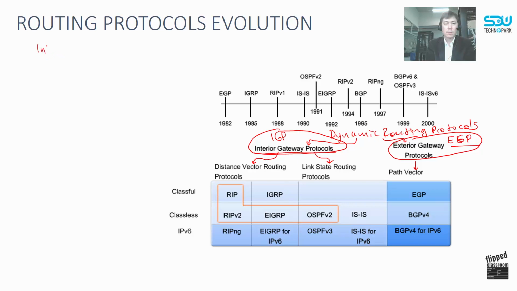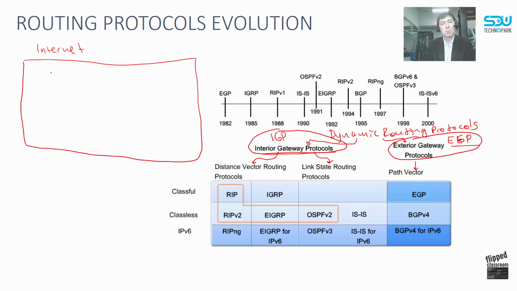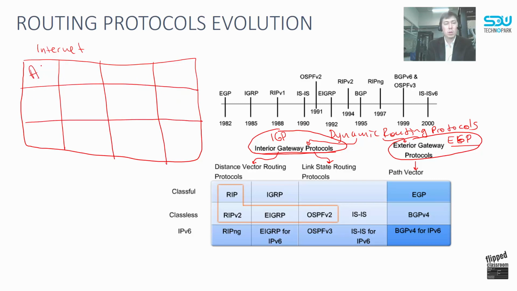We have the internet. The internet is such a kind of network, let us say, and it is divided into some segments, and each such segment is called an autonomous system. Let me write it here. Inside a single autonomous system, there can be a lot of routers which are interconnected with each other and which are exchanging information between each other.